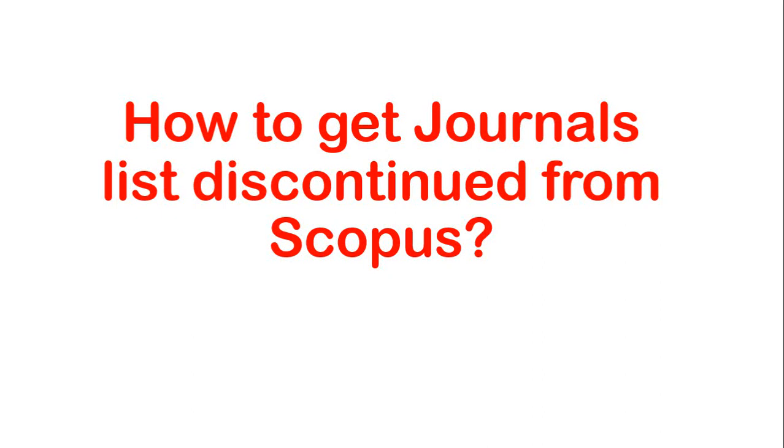In this video, I am going to tell you how to get the journals list discontinued from the Scopus database. Generally, each and every journal will have certain indexing. One such important indexing is Scopus. Before publishing our article, it is mandatory to check whether that journal is included in Scopus or discontinued from Scopus. Most of the journals, even if they are discontinued from the source list, still represent that they are under Scopus indexing.